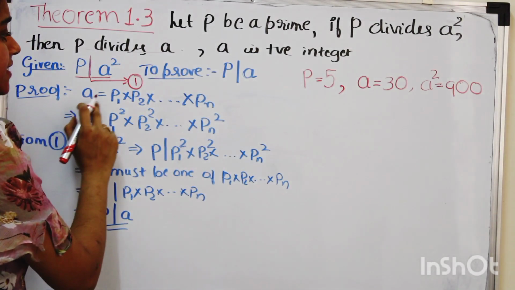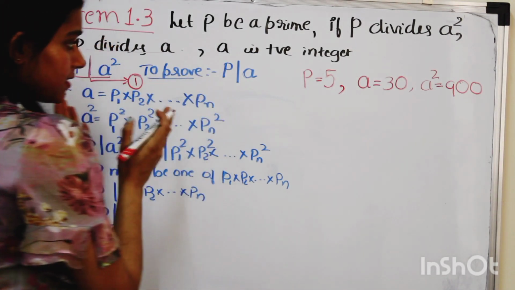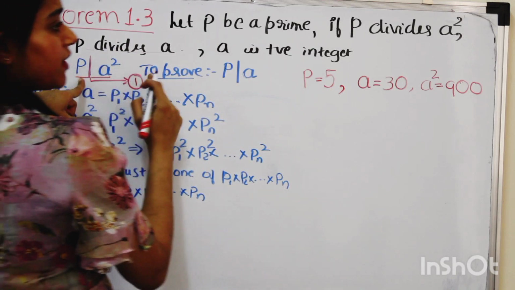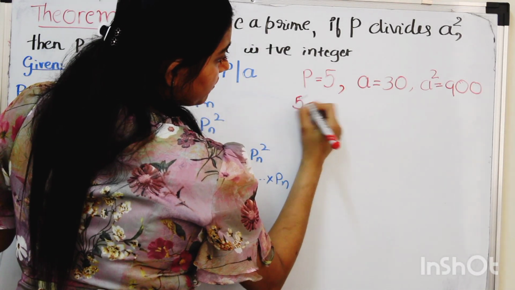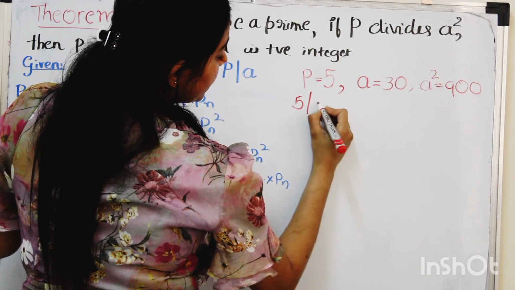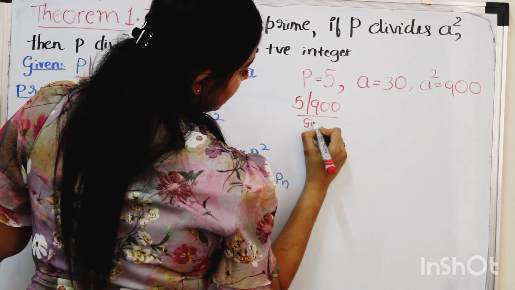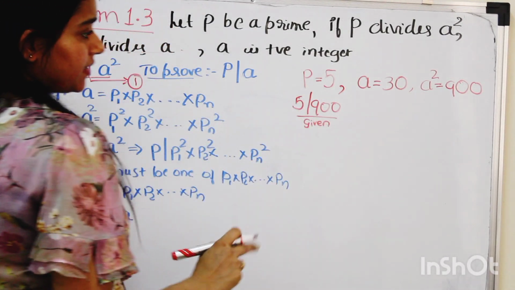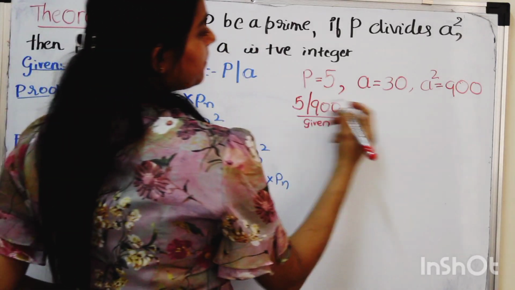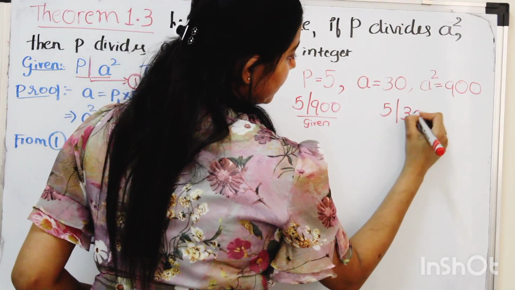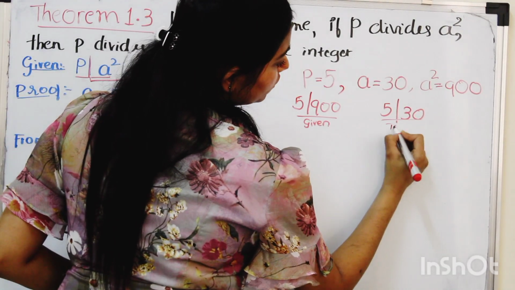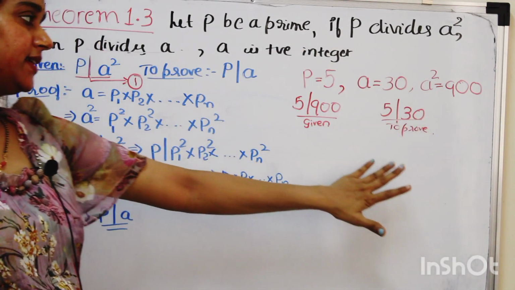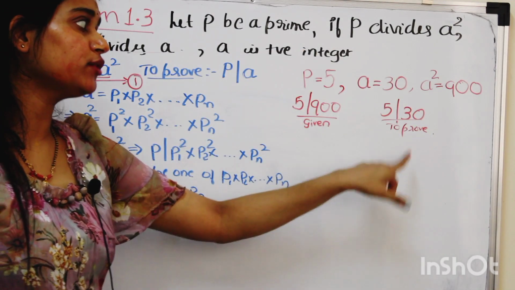Now here say A is equal to P1 into P2 into and so on. How does this come? Let's discuss it using the example. P divides A square is given, meaning 5 divides A square, which is 900. This is given in the statement. Now we have to prove P divides A, that is 5 divides 30. So this is what we have to prove. 5 divides 900 is given, so we have to prove 5 divides 30.